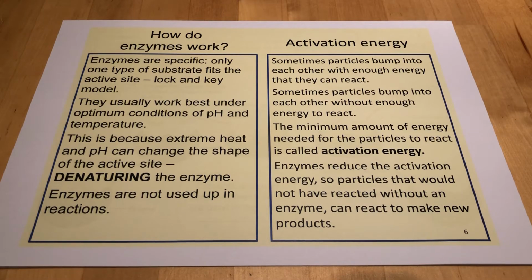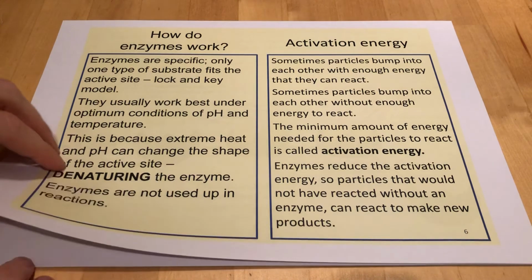So we've got this phrase activation energy, which I'm sure we've heard in chemistry. And this is saying that when particles bounce around and collide off each other, sometimes they collide with enough energy to react, sometimes they don't have enough energy and they just bounce off each other and no reaction occurs. Now, when they bounce off each other and they do have enough energy to react, we call this the activation energy. And what enzymes do, because they're catalysts, is they reduce the activation energy, which means that particles that would in the past have just bounced off each other and not reacted will now react to make new products.